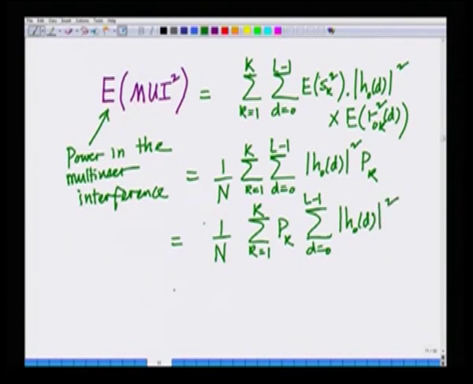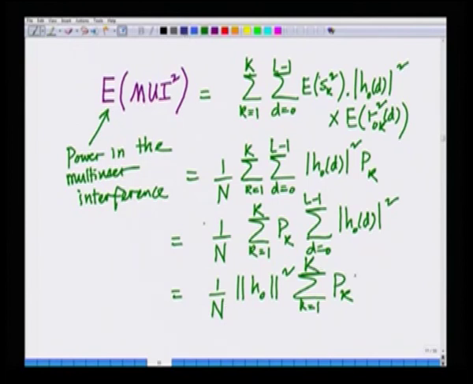This is very simple. Now, summation d equals 0 to L minus 1 magnitude H 0 d whole square is nothing but the norm of the channel. Hence, this is nothing but 1 over n times the norm of the channel vector H square times summation P k, k equals 1 to capital K.